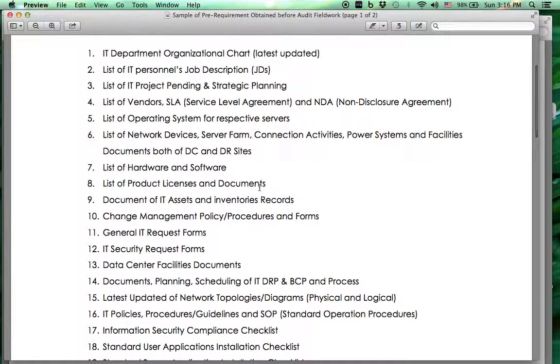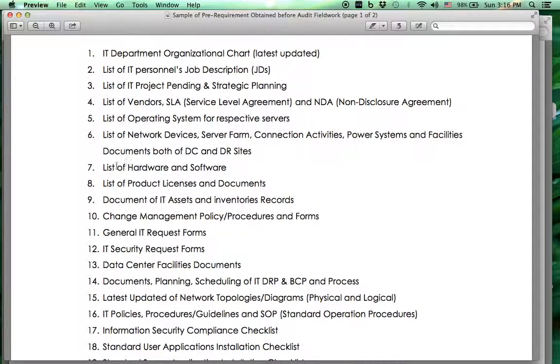And number six, you need to obtain all the lists related to network devices, server farm, connectivity, power system, and facility documents, related methods and locations, based on the production server and DR site.